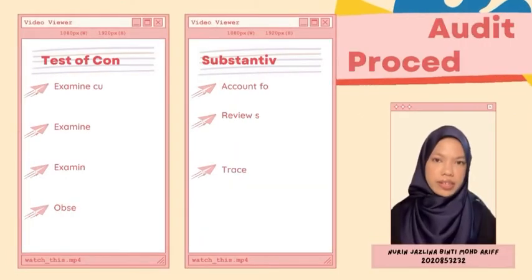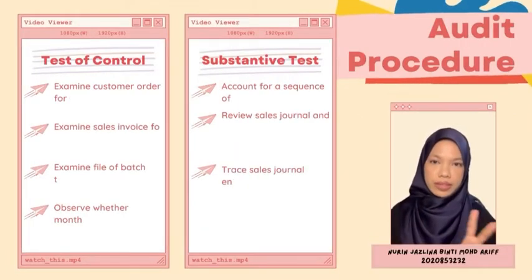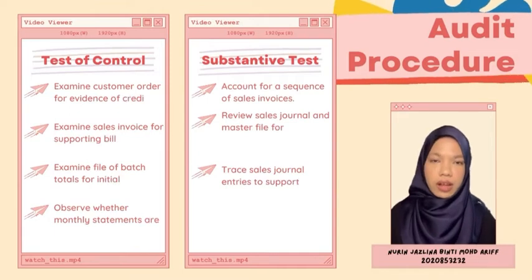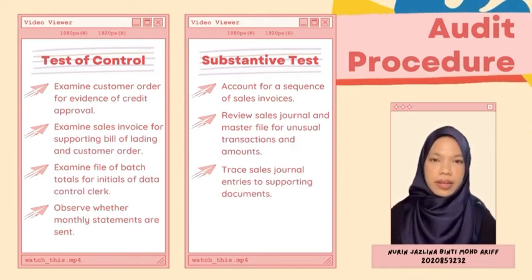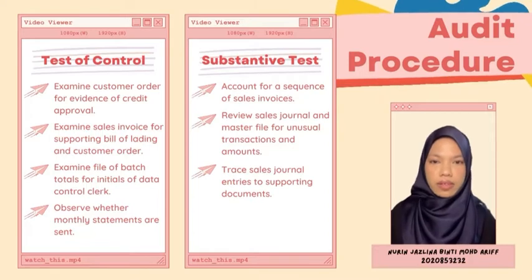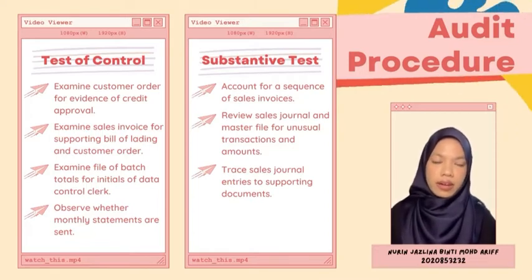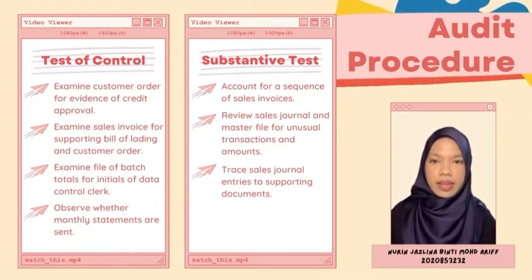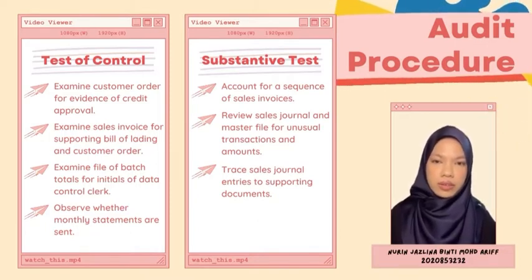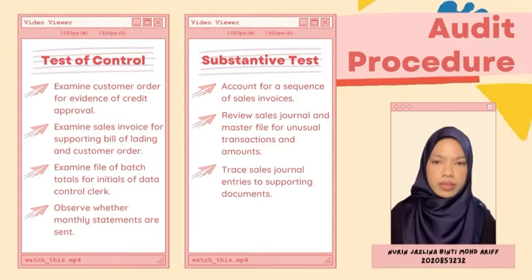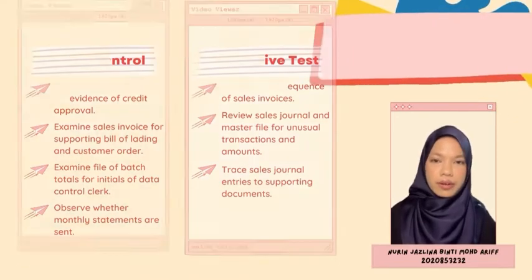For the audit procedure, the auditor may perform 2 tests, which are tests of control or substantive tests. Under test of control, the auditor may examine customer order for evidence of credit approval. Moreover, examine sales invoice for supporting bill of lading and customer order. Next, examine file of batch totals for initials of data control clerk. Finally, observe whether monthly statements are sent or not.